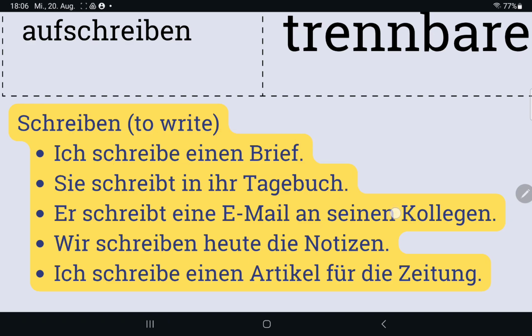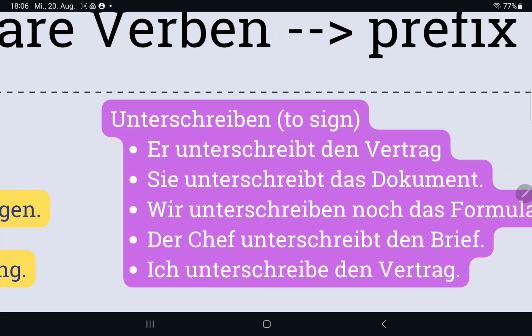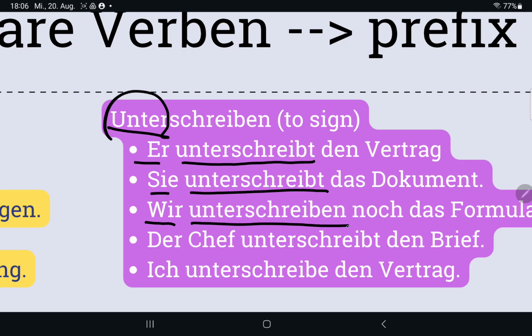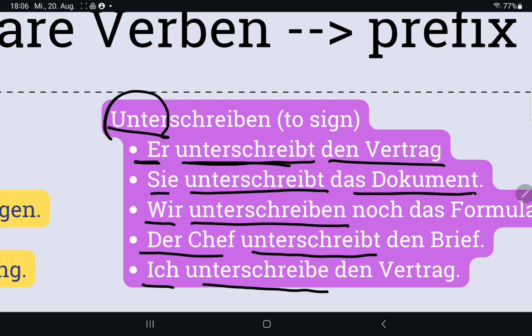Now let's look at the other verb which does have a prefix, but it is not separable. How does the sentence look? You have er unterschreibt, sie unterschreibt, wir unterschreiben, der Chef unterschreibt, ich unterschreibe. Unterschreiben means to sign, put a signature on the contract, the document, form, letter, and so on, right?